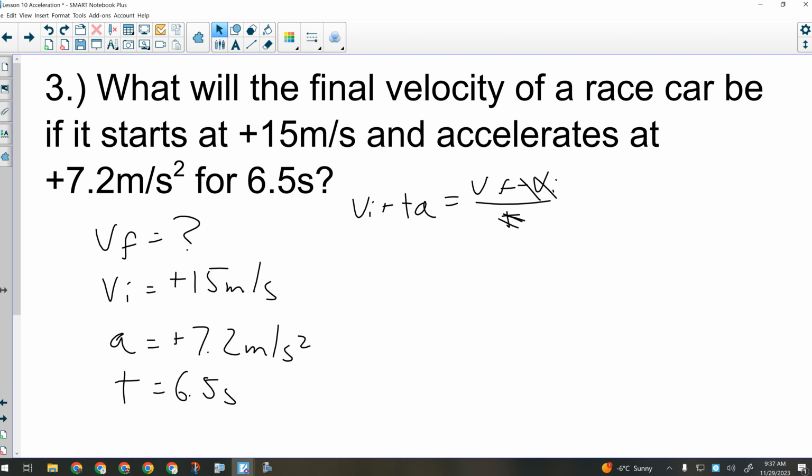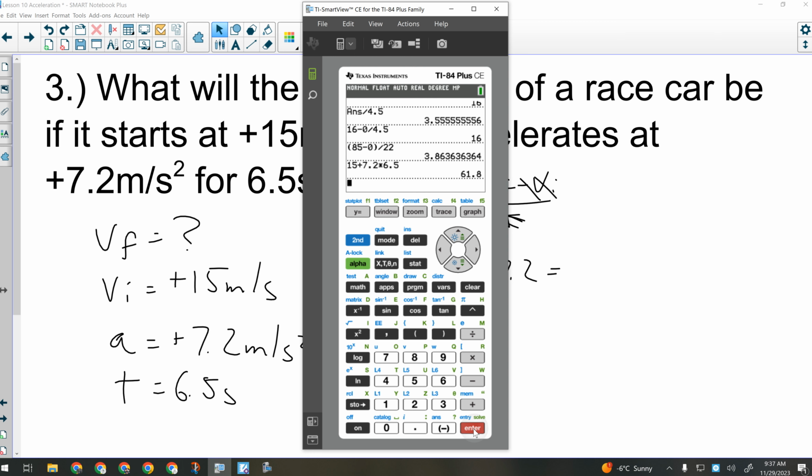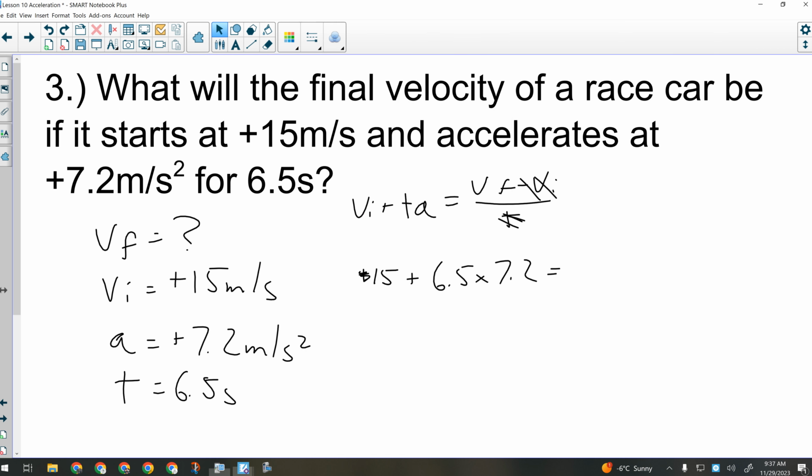All right, plug in my numbers. So positive 15 plus 6.5 times positive 7.2. You don't really have to put the positives in there, okay? Just the negatives if it applies. That'll give me VF. Okay, if I put that all in a line in my calculator, it'll work. Plus 7.2 times 6.5. All right, so the final velocity of that race car will be 61.8. Actually, it'll only be 62 because I only have 2 significant digits. 62 meters per second, and it'll be positive.